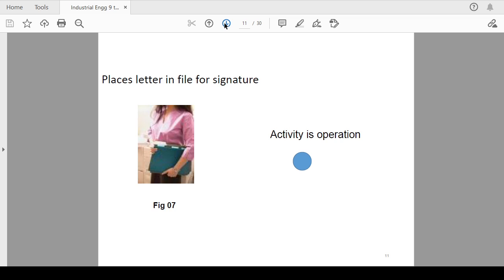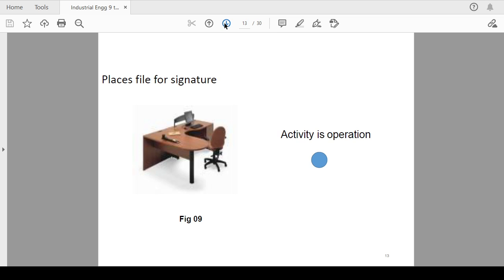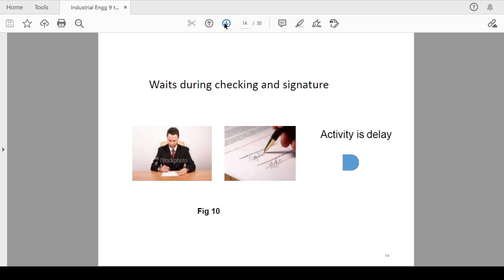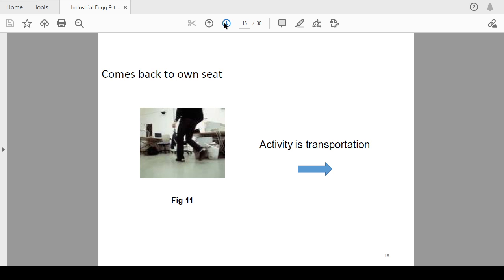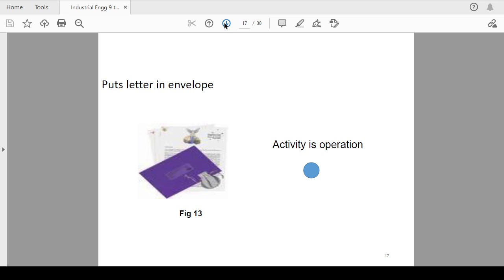Then he or she will place the letter in the file for the signature. That activity is also an operation, and he will again go to the officer's cabin, and that activity will be called transportation. Then he or she will place the file for the signature, and will wait during the checking and signature, and that activity is called delay. Then he or she will come back to his own seat and type the address on the envelope, and that activity will be called operation.